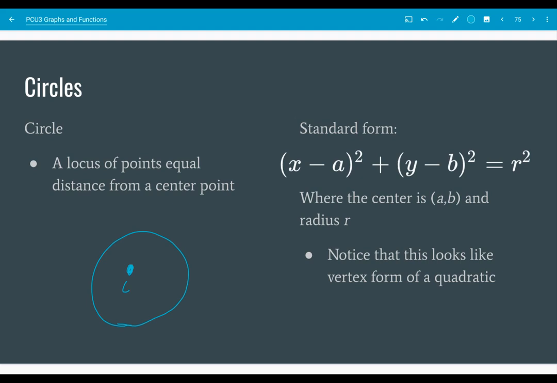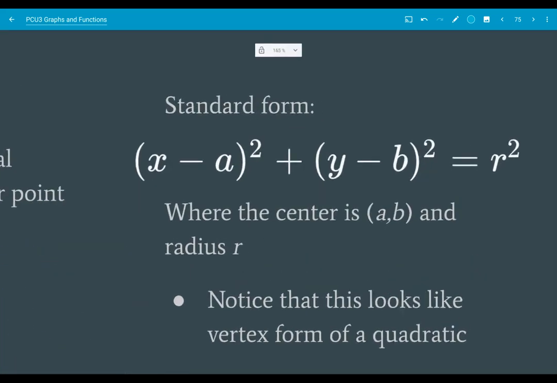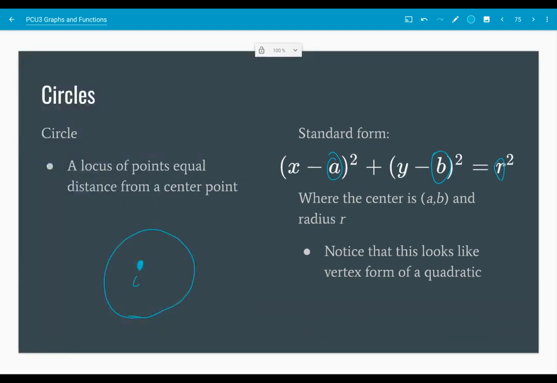Now, a circle has two different forms. There's a standard form of a circle, which is this equation right here. X minus a squared plus y minus b squared equals r squared, where your center is a, b, and your radius is r. Please note that it does look like vertex form of a quadratic, and there is a very good reason for that.